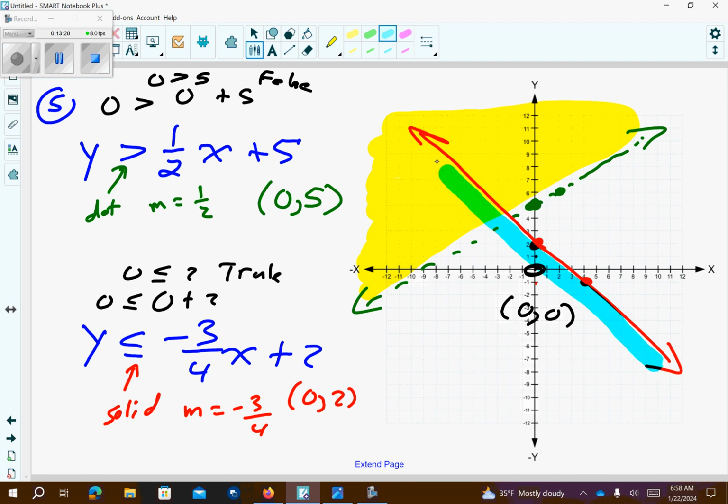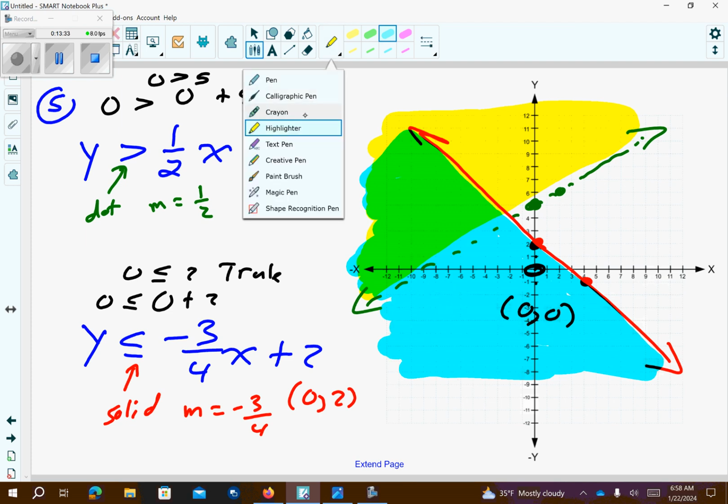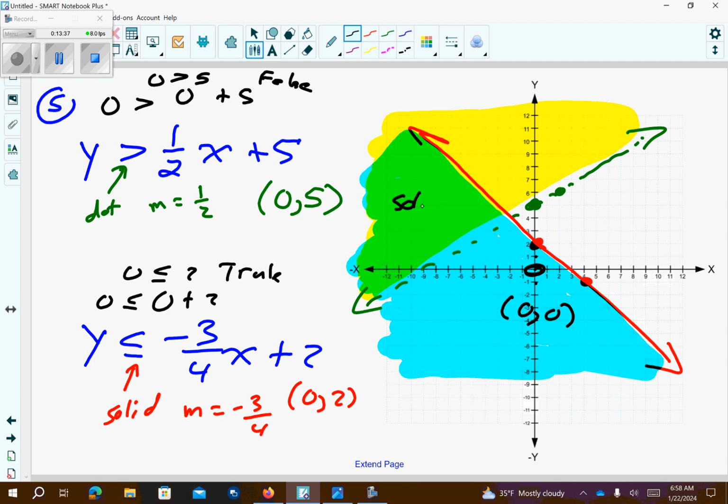So if I shade here, oh, did we get a color change? I think we did. What's that color change mean? That color change means that's where my solution lives. So this is my solution. My solution is in this green.